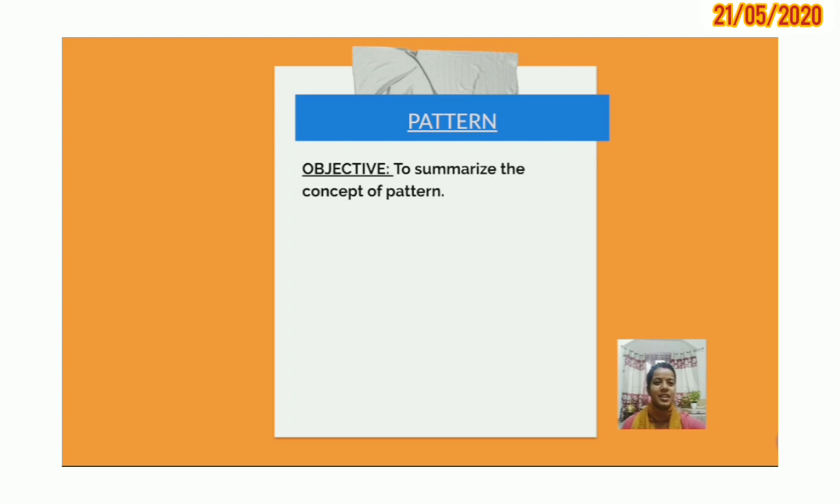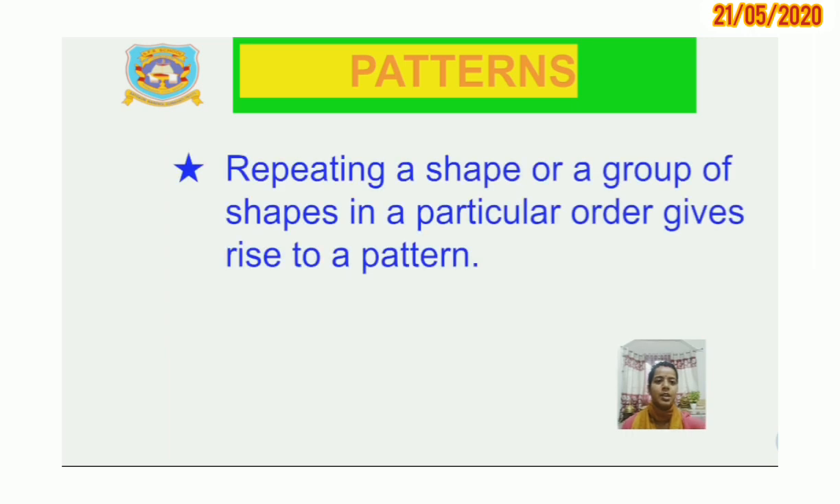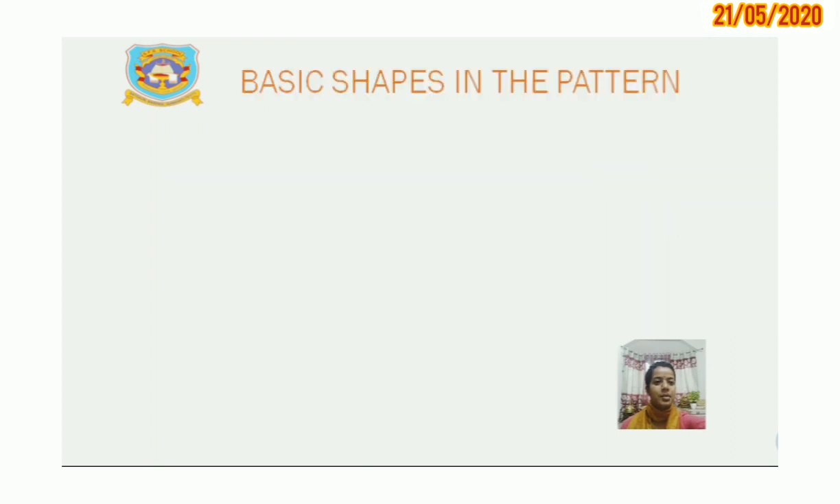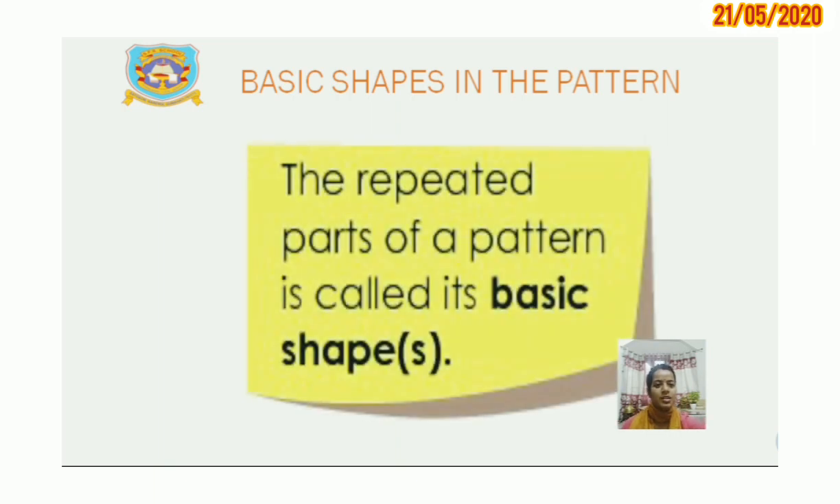Alright. Now, dear children, we have learned how patterns are formed. Patterns are formed when a shape or a group of shapes is repeated in a particular order, isn't it? Then we have learned about the basic shape of a pattern. So what is the basic shape of a pattern? The repeated part of a pattern is called its basic shape.